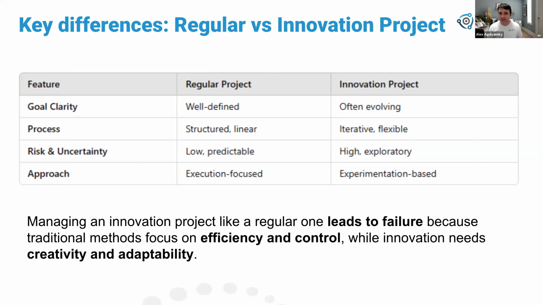Process: in a regular project it's very structured, usually very linear. In some cases, of course, we have parallel things, but it's a very well-defined list of tasks that we need to execute in order to achieve the goal. In innovation or R&D, as you can imagine, it's very iterative and flexible. Sometimes we have a particular plan, and then we explore something, understand something new, and change that plan very quickly.